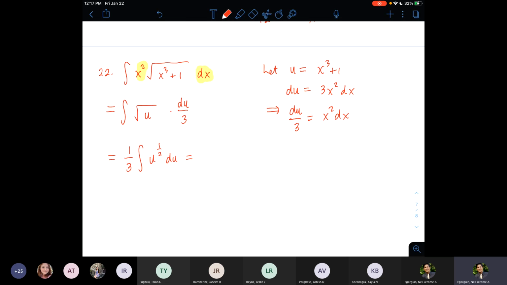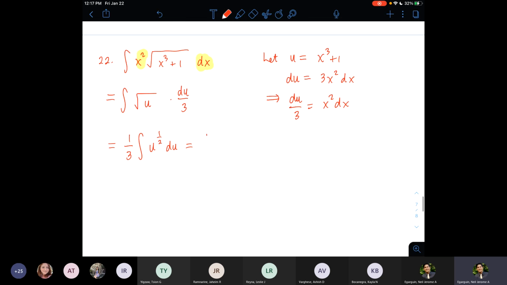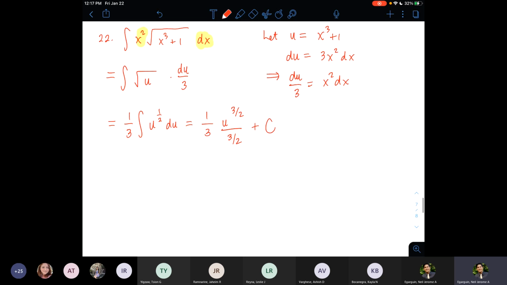And here you see I can simply apply the power rule, right? So applying the power rule will give us 1/3 u to the 3/2 all over 3/2 plus the arbitrary constant c. Don't forget that arbitrary constant c. And then I'll carry out some of the arithmetic here. I'll get 2/9 of u to the 3/2 plus the arbitrary constant c.